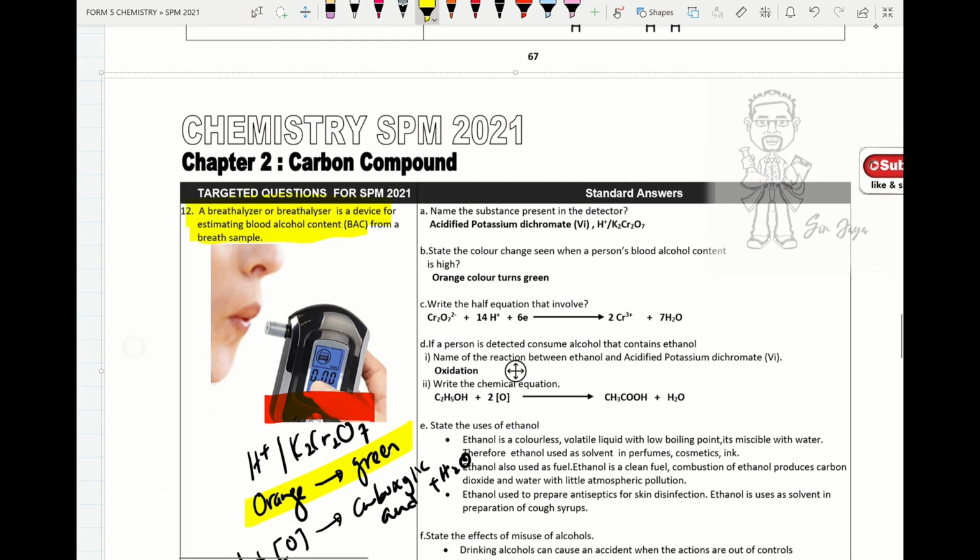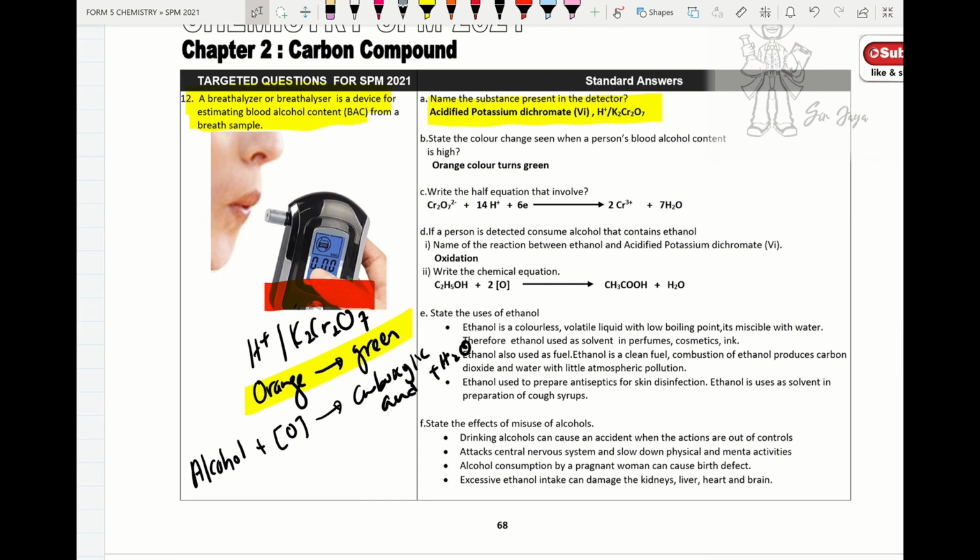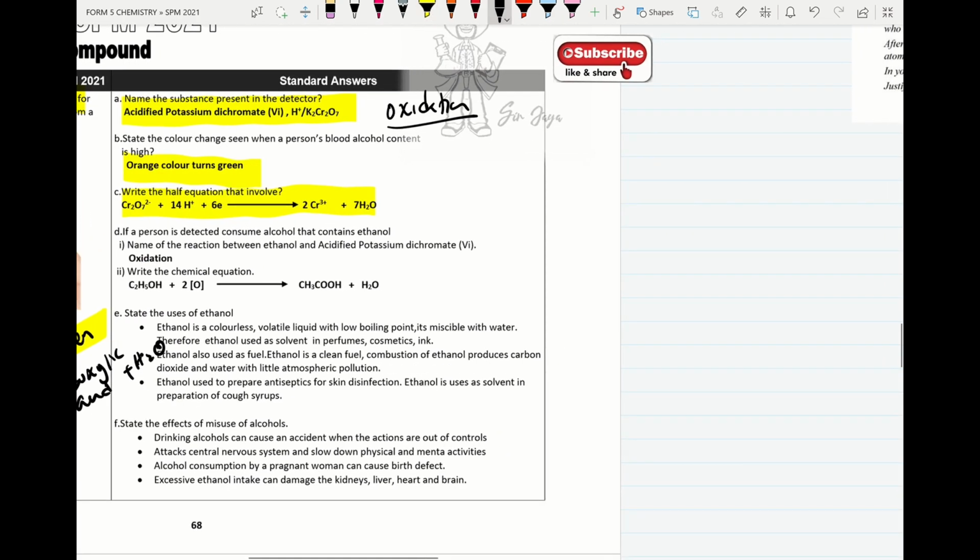Now, the name of the substance present in the detector, please remember, is acidified potassium dichromate(VI). It will undergo, what is the name of the process? The name of the process is oxidation. What is the observation? The orange solution turns green. Now write down the half equation involved in the reaction of the acidified potassium dichromate(VI).